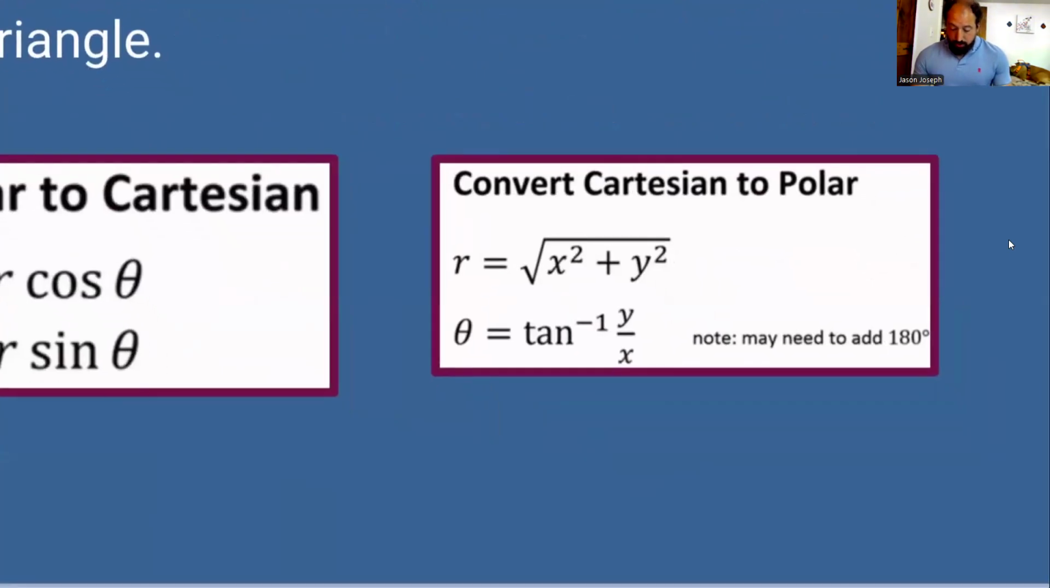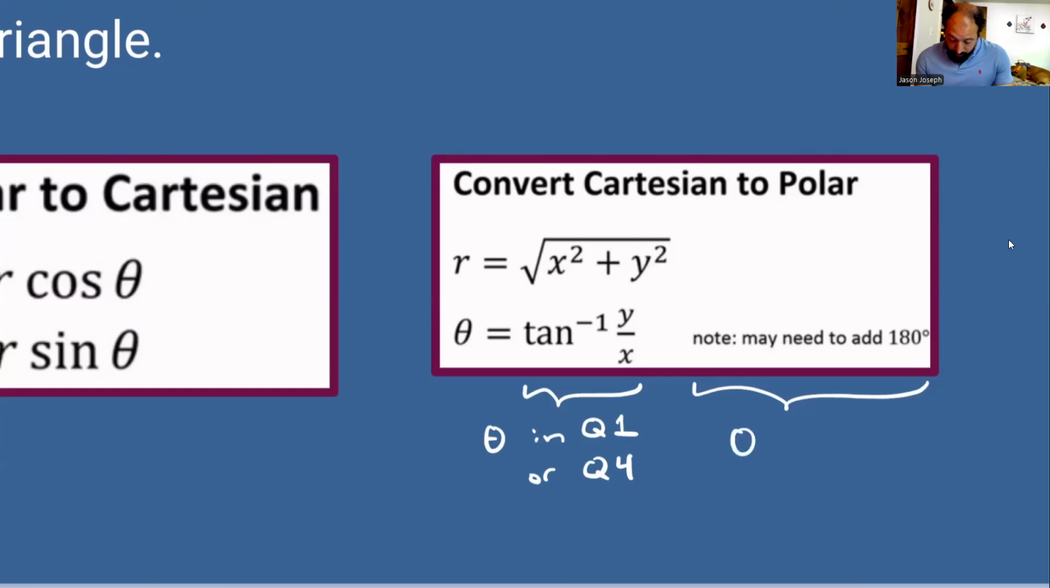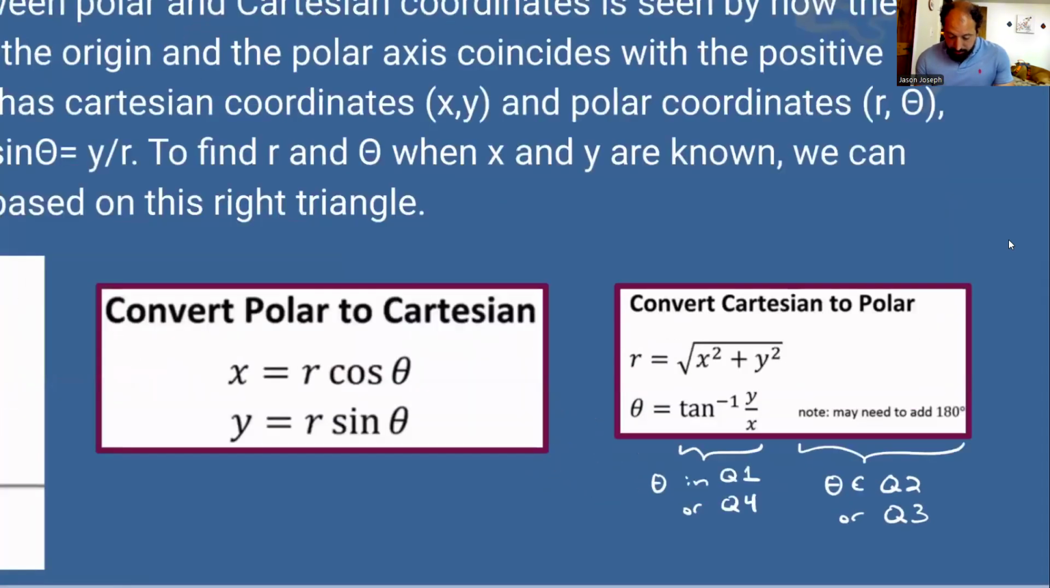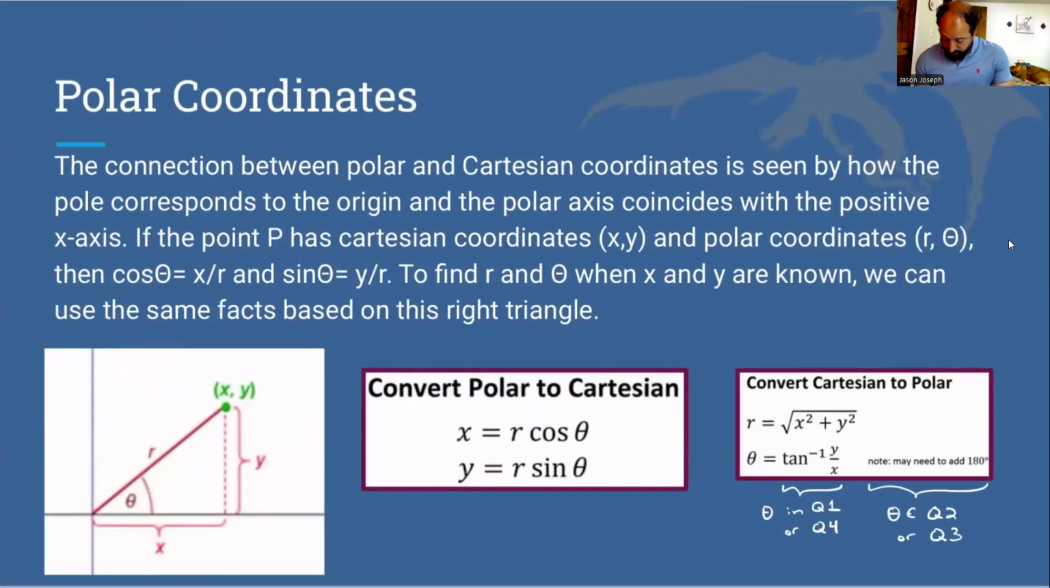So you may not remember, but the range of the inverse tangent function is quadrants 1 and 4. It's negative pi over 2 to pi over 2. So this will be correct when theta is in quadrant 1 or quadrant 4. And the note that we sometimes have to add pi is for when theta is in quadrant 2 or quadrant 3. And as usual in calculus, we should be using radians, not degrees.